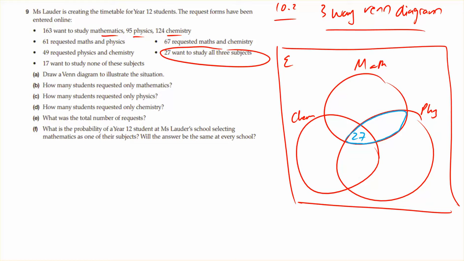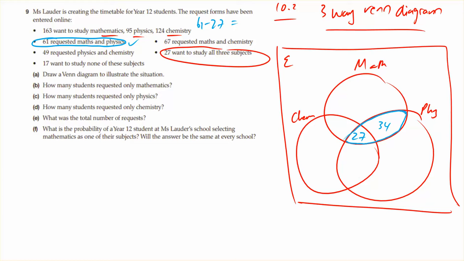So if you look at this, the blue, we want to find the people that study maths and physics. So 61 requested maths and physics. Well, we already know 27 study maths and physics, but also chem. So how many study maths and physics only? You just minus from the total of 61. So 61 minus 27 gives you 34. So 34 goes here, because when you add 27 plus 34, you get a total of 61, which is what we want.